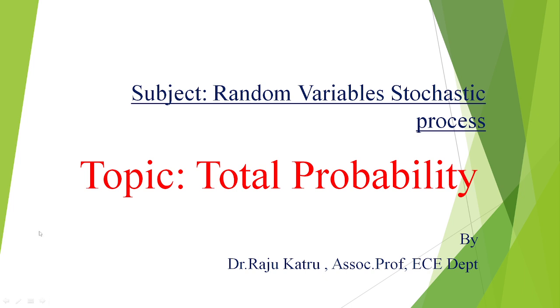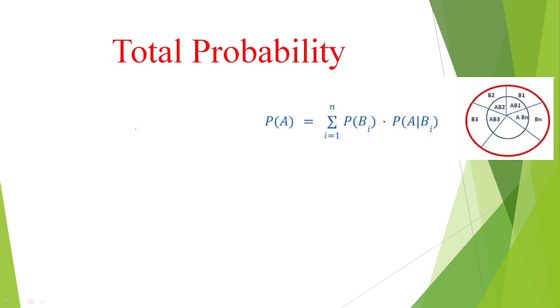I am going to explain about total probability. Total probability is used to find the probability if two or more companies' data is there. I will tell you one example here.